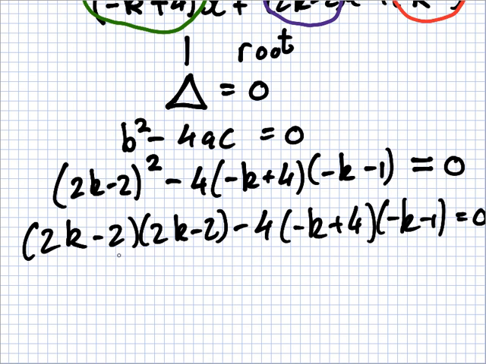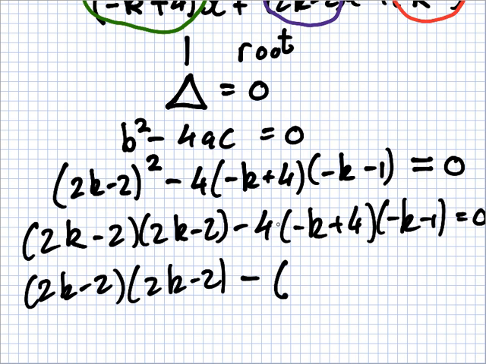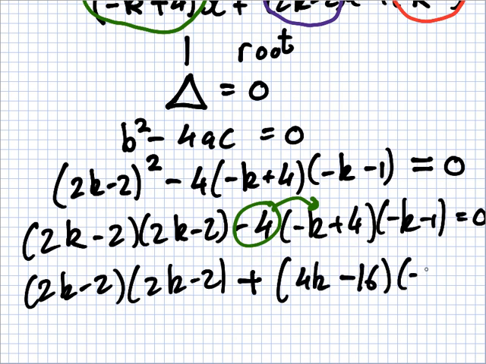So we'll do that. So we have 2k minus 2, 2k minus 2, minus bracket. And now, do you want to put the 4 in, or do you want to put the minus 4 in? Do you want to take care of the minus now or later? No, we'll take care of it now. Okay, so we have plus, and then we can take the minus 4 and put that in. So we'll get 4k minus 16. And it only multiplies the first bracket, equals 0.